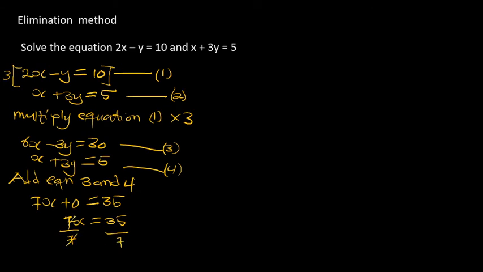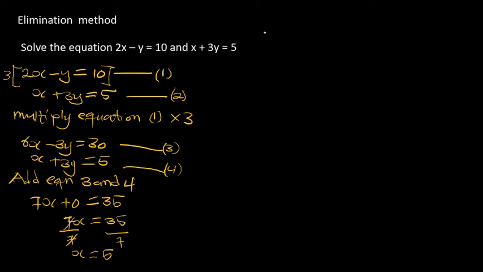So this 7 will cancel this 7, and we have our x equal to what? 7 into 35 is 5, so we have x equal to 5. Now what do we do next? What to do next is to pick this x, put it into either equation 1 or 2, and then we'll solve for y.